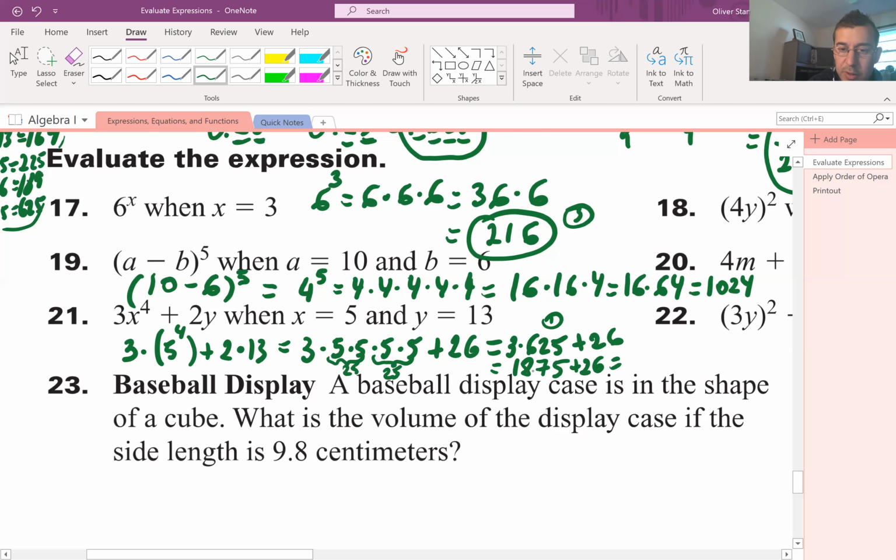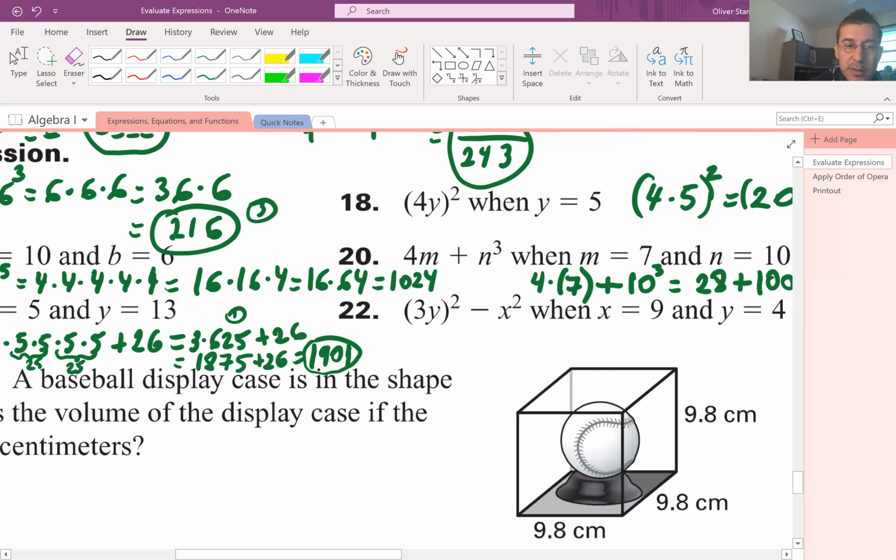Now, 1,875. If we add 25 to it, it becomes 1,900, right? We are missing 25 to get to 1,900. This is 26, so it's 1 over. So this becomes 1901. Okay, that's how you do it quicker.